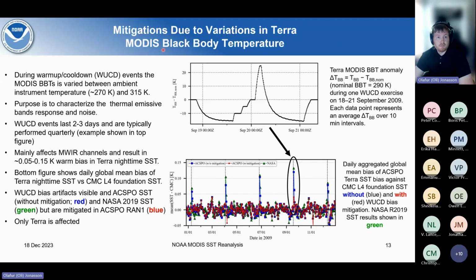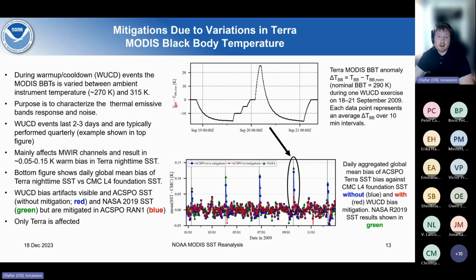We also performed some mitigation due to variations in the MODIS blackbody temperatures. It's mainly during warm-up cooldown, or WUCD, events. During this event, the MODIS blackbody temperatures vary between ambient instrument temperature, about 270 Kelvin, and the top, about 315 Kelvin. The purpose of this is to characterize the thermal emissive band's response to noise. These events last about 2 to 3 days and are typically performed quarterly. An example of one of these warm-up cooldown events is shown in the upper figure. Initially it's cool down, warm up, cool down, and back to nominal.